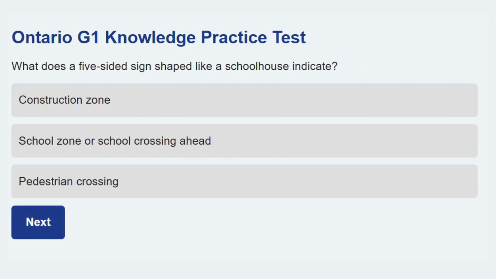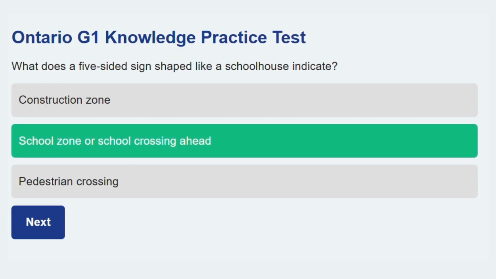Next up, what does a five-sided sign shaped like a schoolhouse indicate? School zone or school crossing ahead. This unique shape is specifically used for school-related warnings.